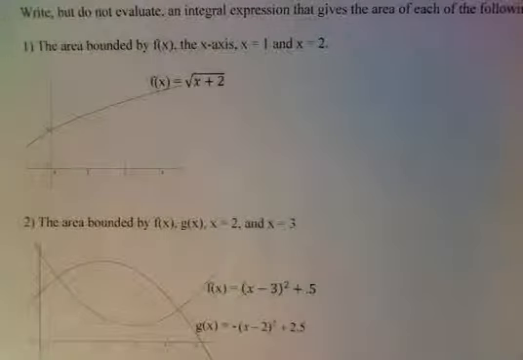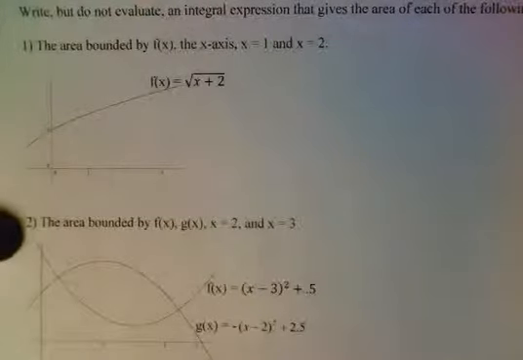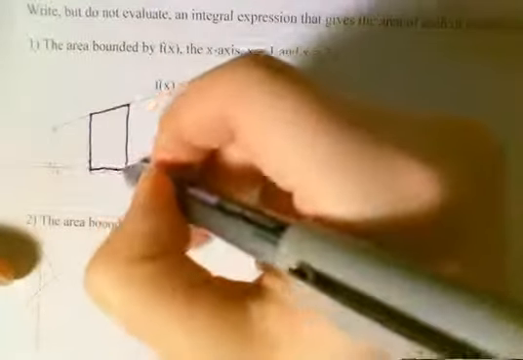So let's look at some examples here. Write but do not evaluate an integral expression that gives the area of each of the following. That just means we're going to set it up just like we were just doing, but we don't have to find a number, which is what evaluating means. So the area bounded by, that just means that there's a boundary. F of x, that's this. The x-axis, that's down here. And that's the line x equals 1 and x equals 2. So we're looking at this area right here.